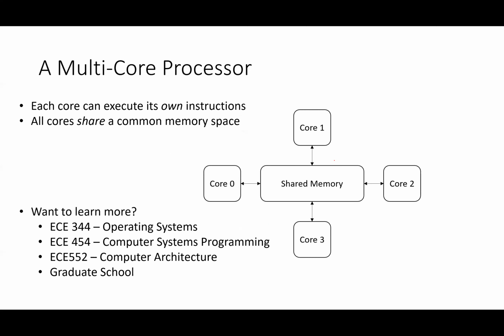Every core can execute its own instructions. It's got its own program counter, and its own execution units to do multiply and divide and so on. But they share this common memory space. They can all get at the memory of the machine.